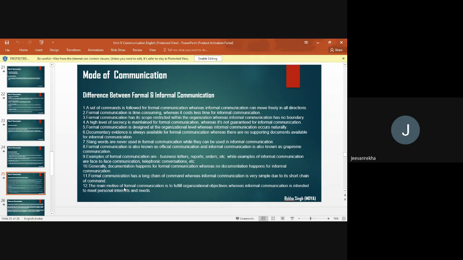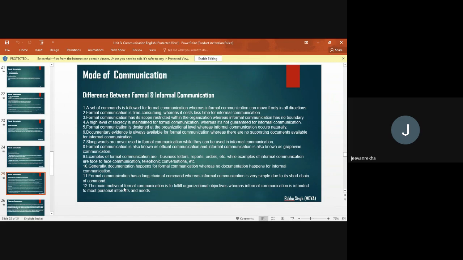Second, formal communication is time consuming. It means suppose your boss has given you a project to complete in a very good manner and disciplined way. What will you do? You are doing it in a very disciplined way, with time, and you have to take care of every dot also in your written communication. That is very disciplined and very time taking. You are at home with your laptop for the whole night, completing the project. That is time taking. Formal communication is time taking, whereas informal communication costs less time.